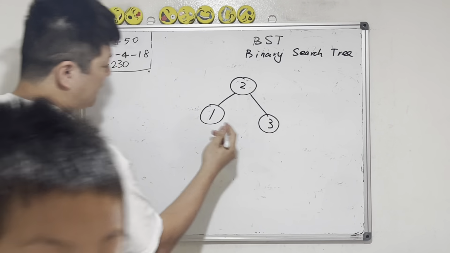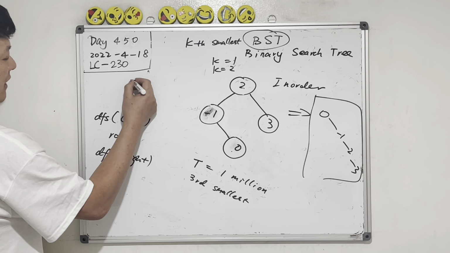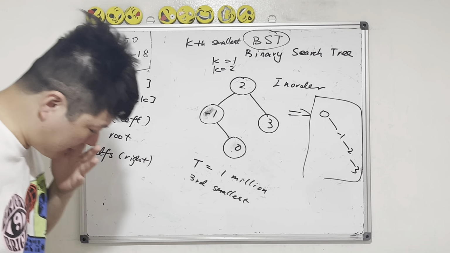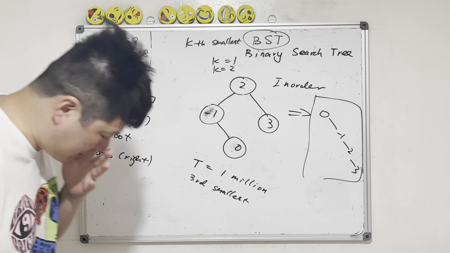Obviously, if the number of nodes is small, like maybe 100, it's okay. We probably can convert this binary search tree into a list, and then we do this k thing. Okay, I'm going to write this. I need the eraser.